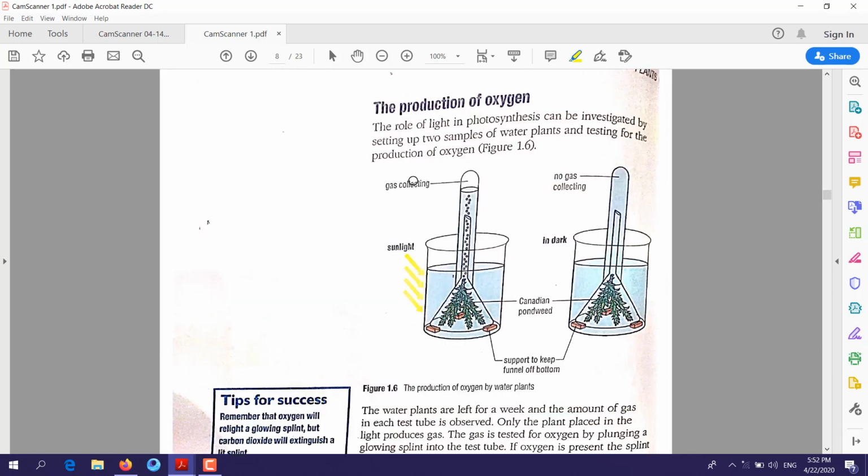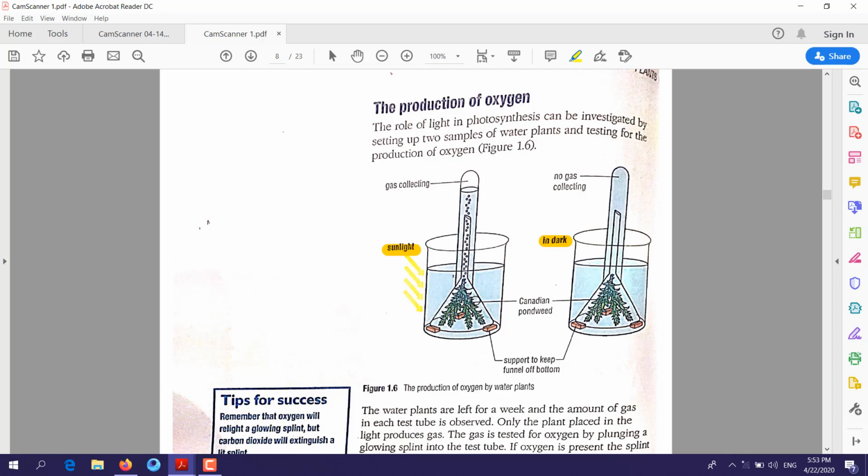The production of oxygen is another way to investigate photosynthesis in plants. How can we investigate photosynthesis depending on oxygen? If you look at this setup, what do we have? We have a beaker, a sea plant, a funnel, and water. Now, they put these two plants, one in front of sunlight and the second one in a dark place. They kept these two samples in different places for a week. Then they observed them after 1 week, and they saw these differences.